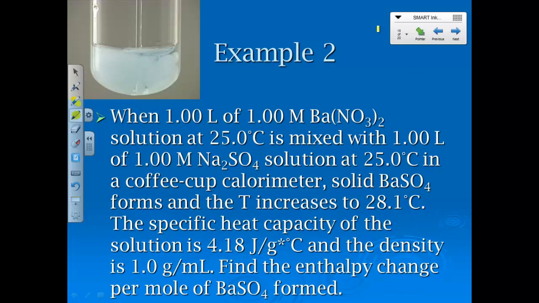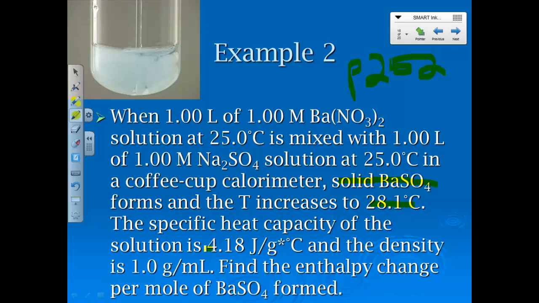Okay, example number 2 is found on page 252 of your textbook. If I have 1 liter of 1 molar barium nitrate at 25 degrees Celsius, which really is room temperature, mixed with 1 liter of a 1 molar sodium sulfate solution at 25 degrees Celsius in a coffee cup calorimeter, we're going to get solid barium sulfate. So that's the chemistry. The temperature is going to increase to 28.1 degrees Celsius.